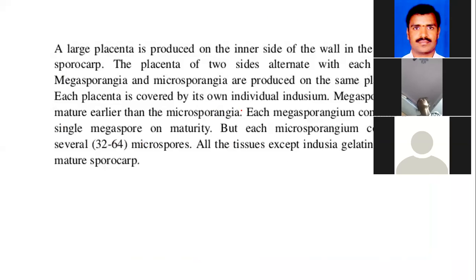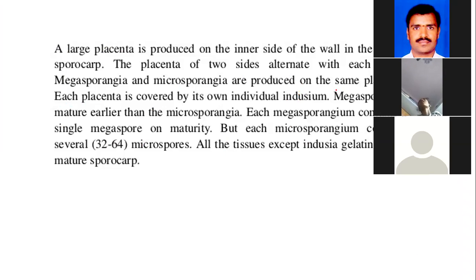Now next, a large placenta is produced on the inner side wall in the young sporocarp. The placentas of the two sides alternate with each other, and the megasporangia are produced on the same place, and each placenta is covered by its own individual indusium.